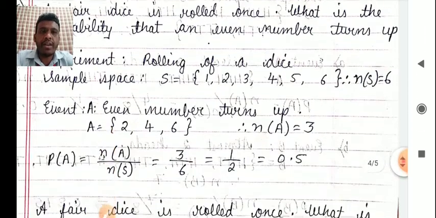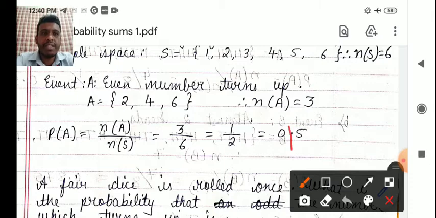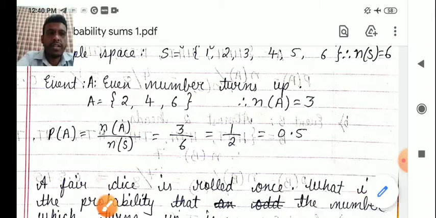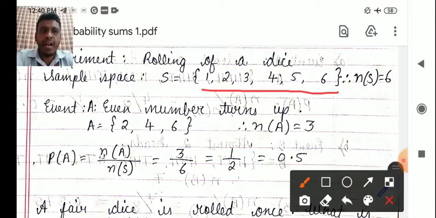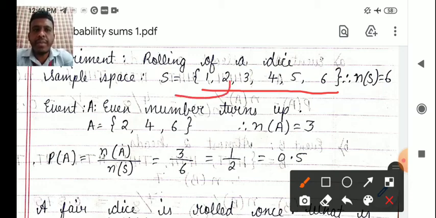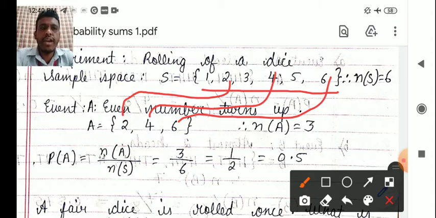So an even number. Now let's concentrate on our sample space. Out of this, how many numbers are even? Those numbers will come in this set. So 2, 4 and 6. Is any other even number left out? No. So set A consists of 3 numbers, 2, 4 and 6. So n of A is equal to 3.